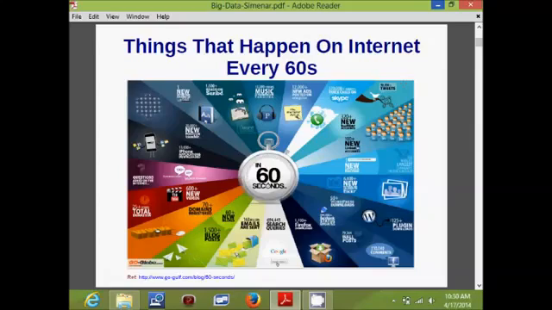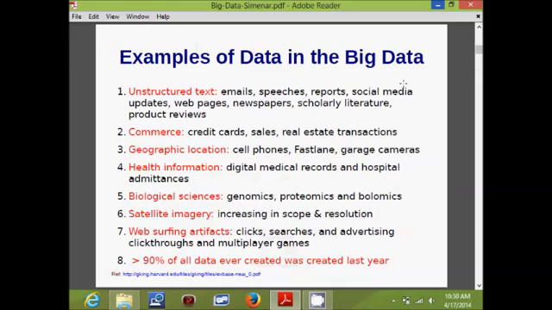It includes unstructured text, like emails, speeches, reports, social media updates, web pages, etc. It also includes commerce data, credit card information, real estate transactions. It includes geographic location information, health information, biological sciences, satellite imagery. A huge amount of data, different types, different structures are currently available.